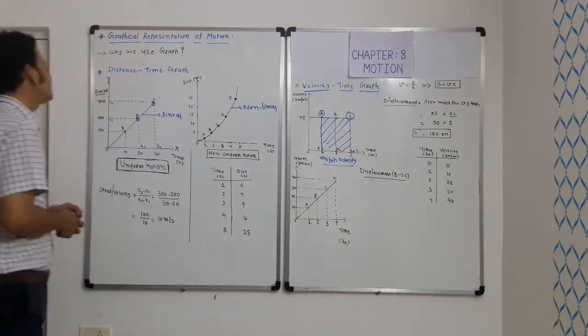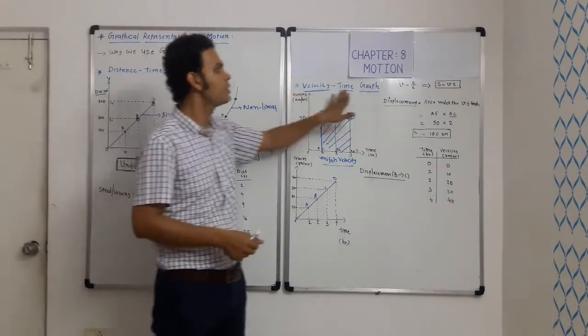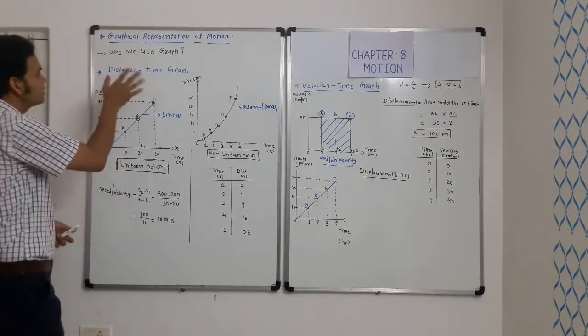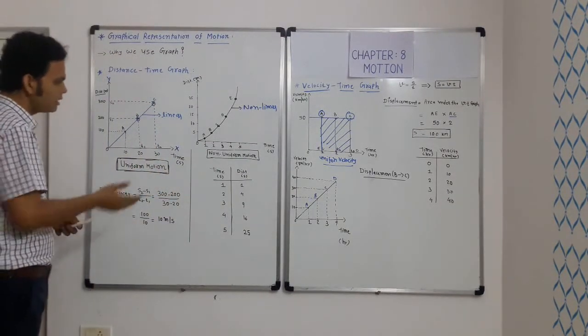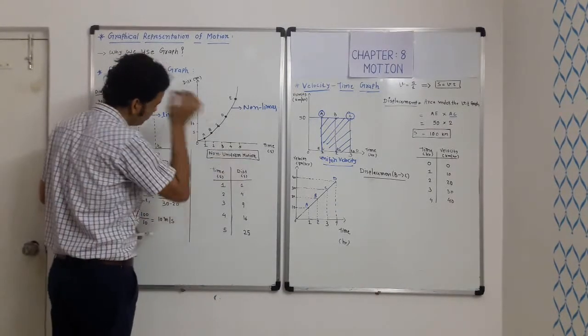So in our syllabus there are two types of graph. One is the distance time graph and another is the velocity time graph. So let us discuss them one by one. First is the distance time graph. Now here we will take two examples. One is the uniform motion and another is a non-uniform motion.